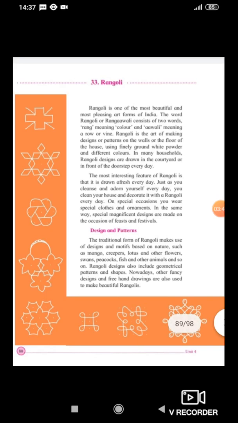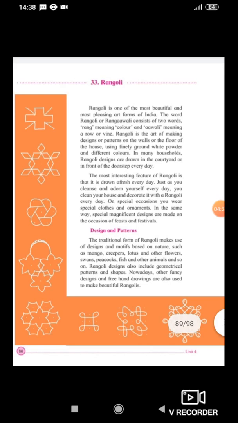So this Rangoli is a beautiful art form of India, and the word Rangoli consists of two words. Rang means color, and Avali means a row or a line. Some pronounce it one way, whereas some pronounce it another way. So Rangoli consists of two words: Rang means color and Avali means a row of lines.